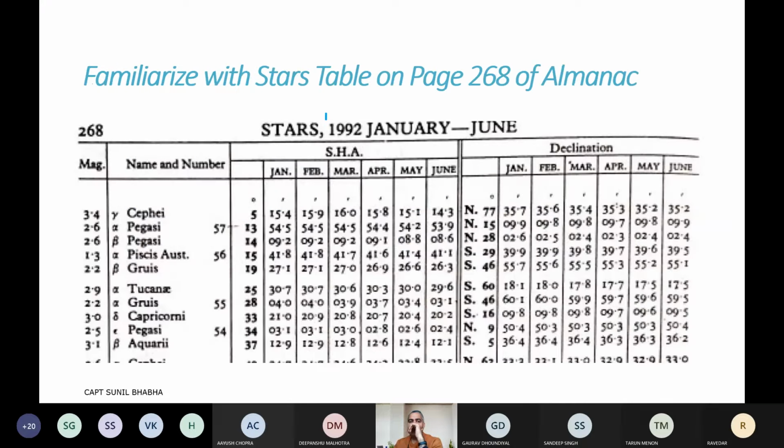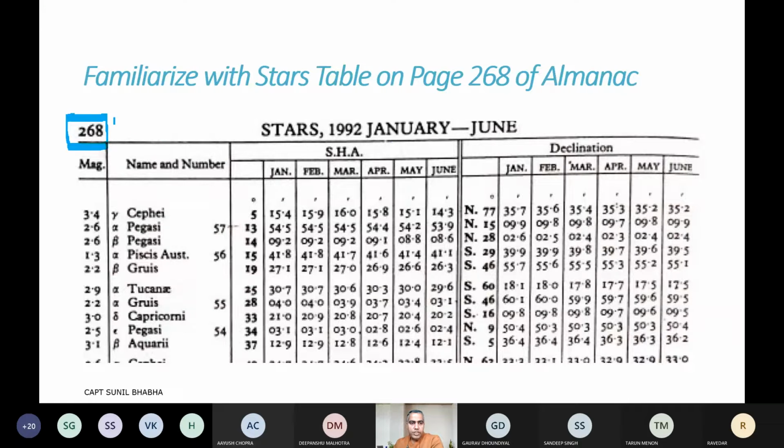The second concept, how do we find the magnitudes of these stars? Now for this, you have to go to the almanac. So if you have a nautical almanac, you can keep it close, you can open it up, and you can go to page number 268 of your almanac. I have the screenshot of that page here also, so I will explain to you what this table mentions.